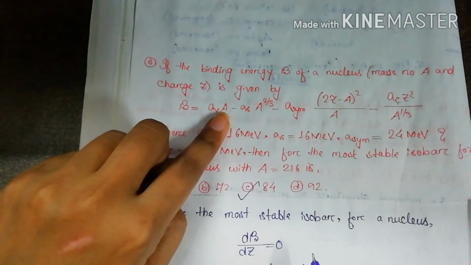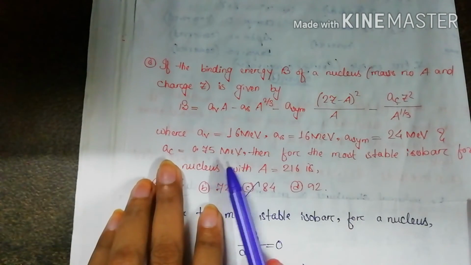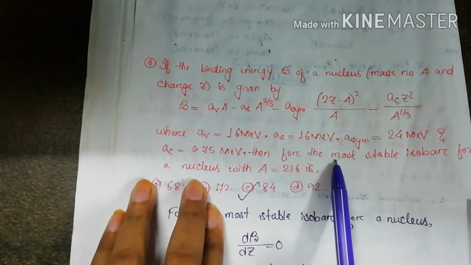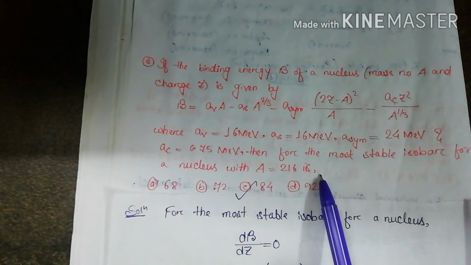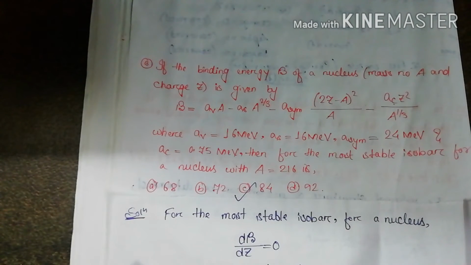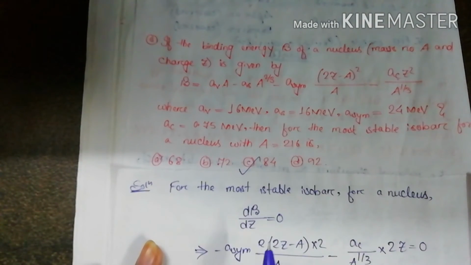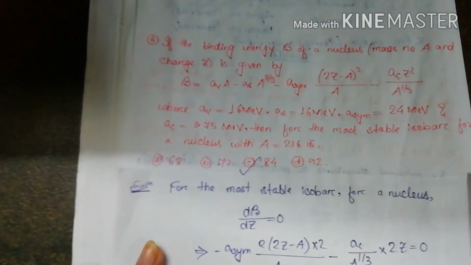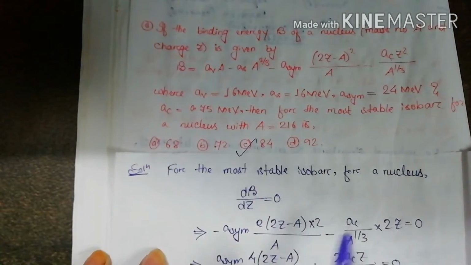Binding energy is given. The values of AV, AS, asymmetric, AC, all these are given. So for the most stable isobar of a nucleus with A equal to this much, the value of Z is what? First of all, we know that for the most stable isobar of a nucleus, differentiating the binding energy with respect to Z equals 0. So this is what we are going to do. We will differentiate the binding energy with respect to Z.